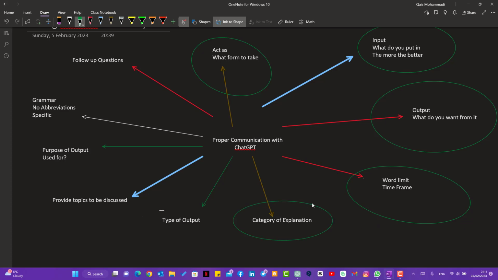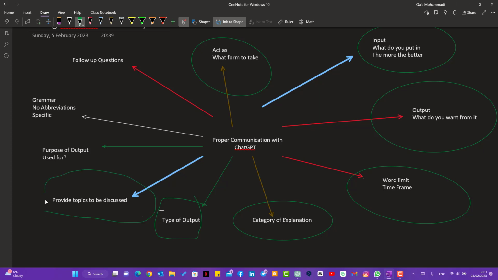Categorize your explanation. For example, do you want a simple explanation, professional explanation, technical explanation, academic explanation, detailed explanation? What type of it do you want? And what type of output do you want? Which means, for example, do you want the output to be in a table, bullet points, a comma-separated list, or whatever?